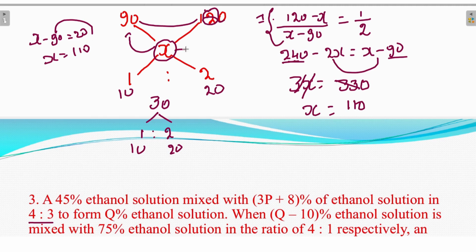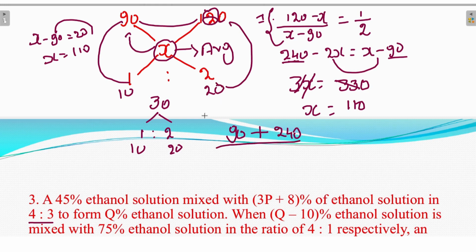So remember, this is the average. I told you this is the average price. How to find out? 90 into 1, plus 120 into 2, that is 240, divided by the total of the ratio 1:2, which is 3. 240 and 90 is 330, divided by 3. That is a way to solve for X.